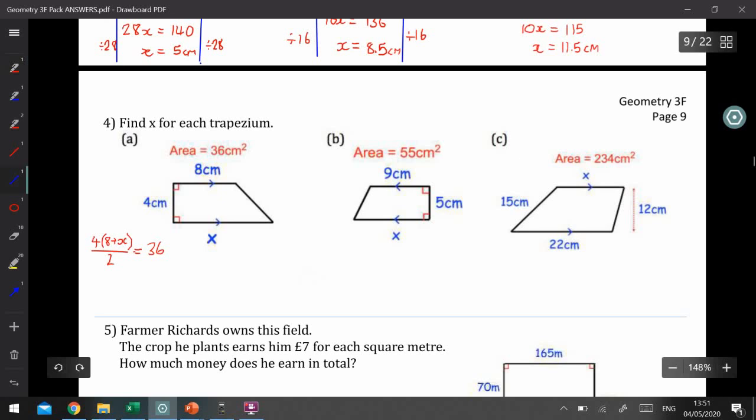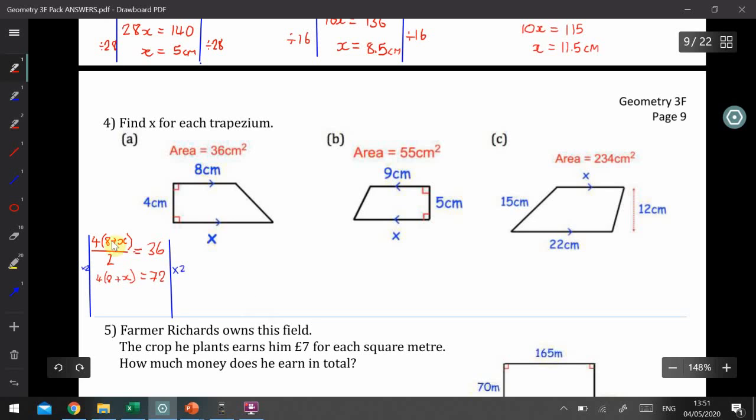So again, we've got another equation, just slightly harder to solve, that's all. Not left myself very much space for working out there. So we're going to times by 2, and again, I'll show you a bit later on that we could actually just halve this expression rather than actually doing this step. But anyway, that will give us 4 lots of 8 plus x, and that is equal to 72.